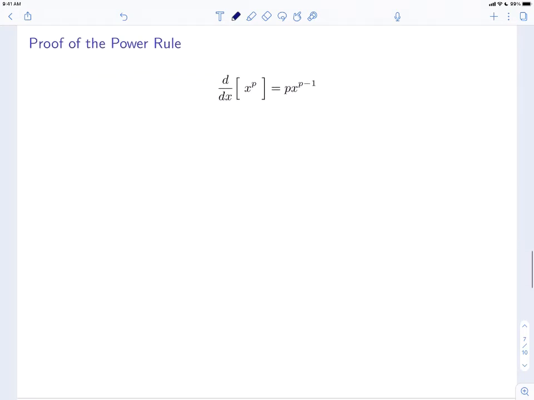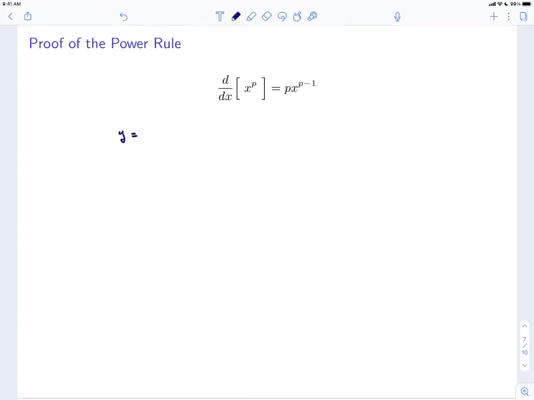We can use the same technique to prove the power rule. The standard technique for proving the power rule is to use the binomial formula, but that's a little awkward if your exponent isn't a positive integer. However, we can use the same technique to compute the derivative of x to the p, where in this case, p is any real number. So how's this going to work?